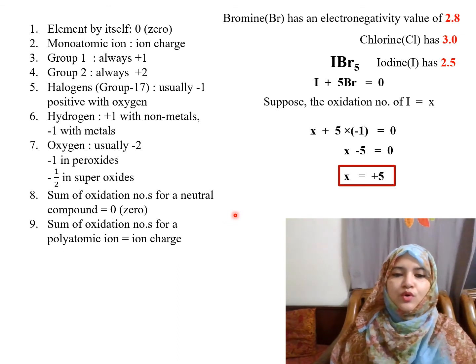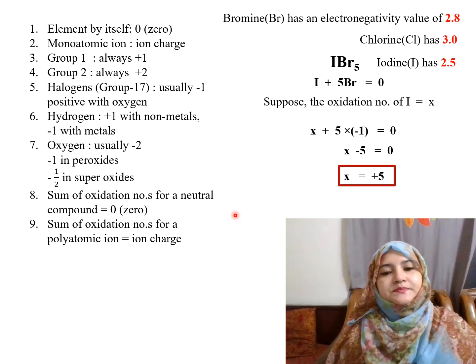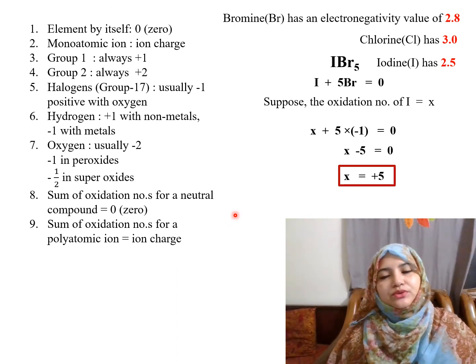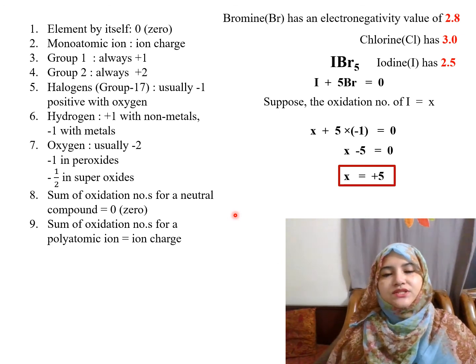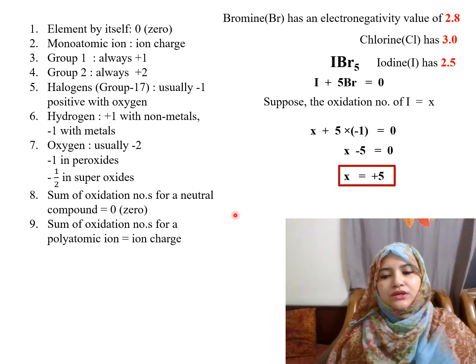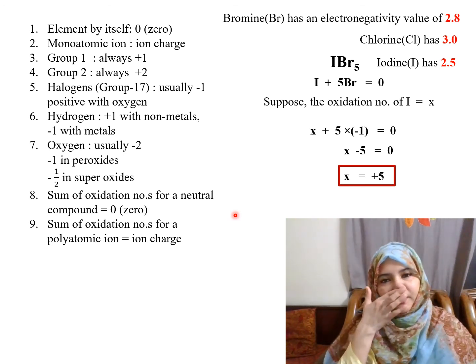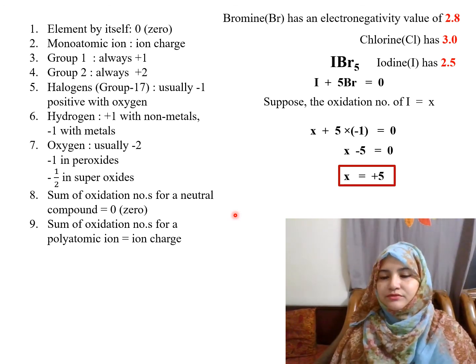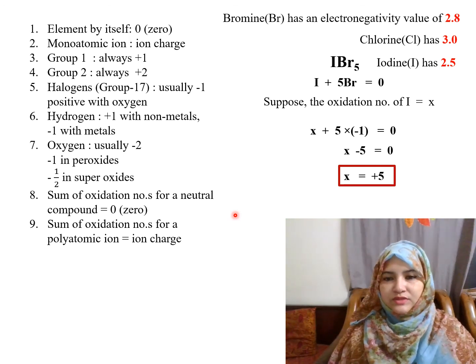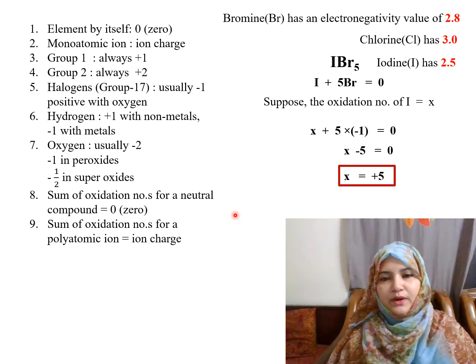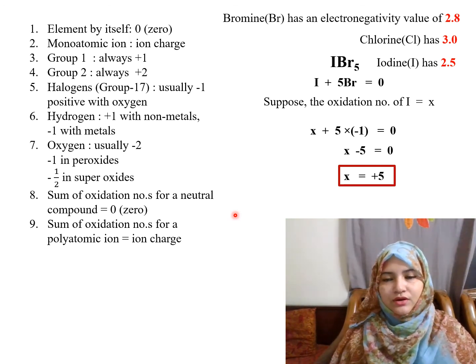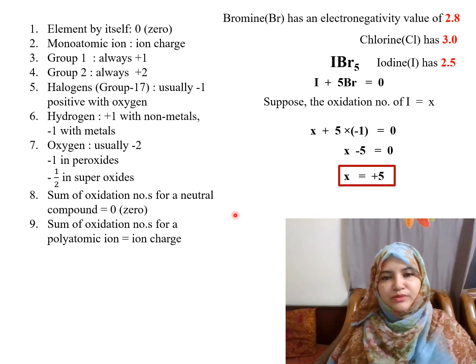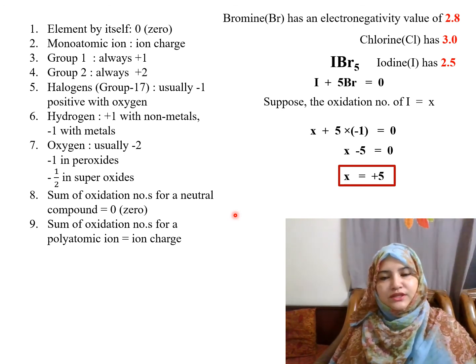Hopefully you understand the relationship between electronegativity and oxidation number. Now you will be able to find out the oxidation number of each element in any compound.